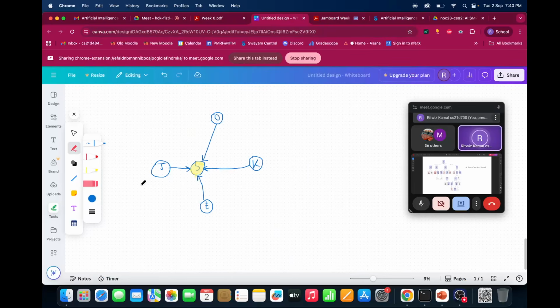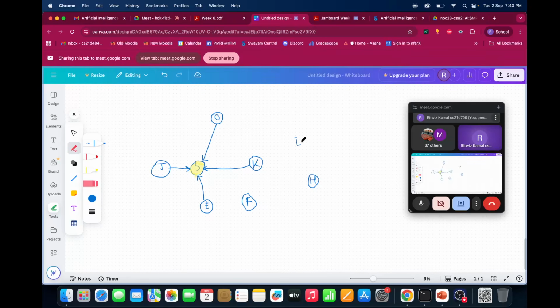What are the neighbors of K? F is one neighbor, right? F, H, L, Q. Okay, H. Your screen is not... Yes, please, thanks for pointing that out. And Q.